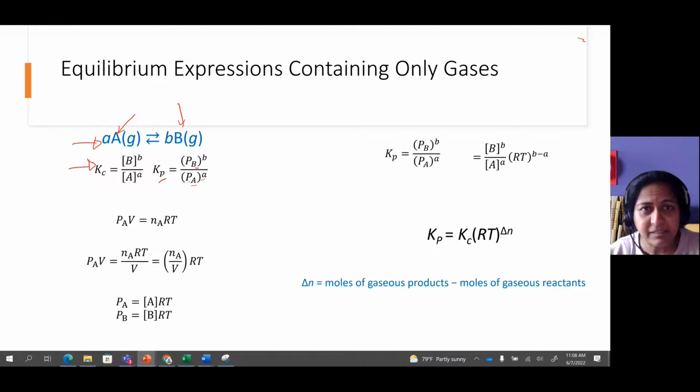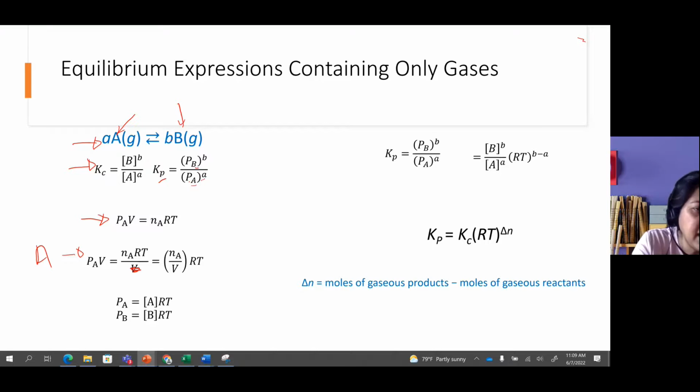Right, so how can we relate the pressure and the concentration? Yes, we assume this gas behaves like an ideal gas. So we use the ideal gas law equation and rearrange that equation. As an example, for A: the pressure of A times volume equals the moles of A multiplied by R multiplied by the temperature, RT.